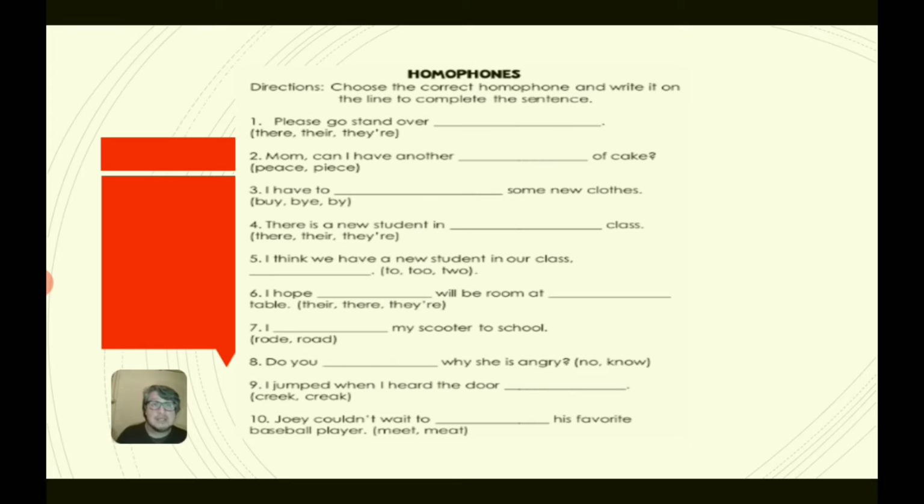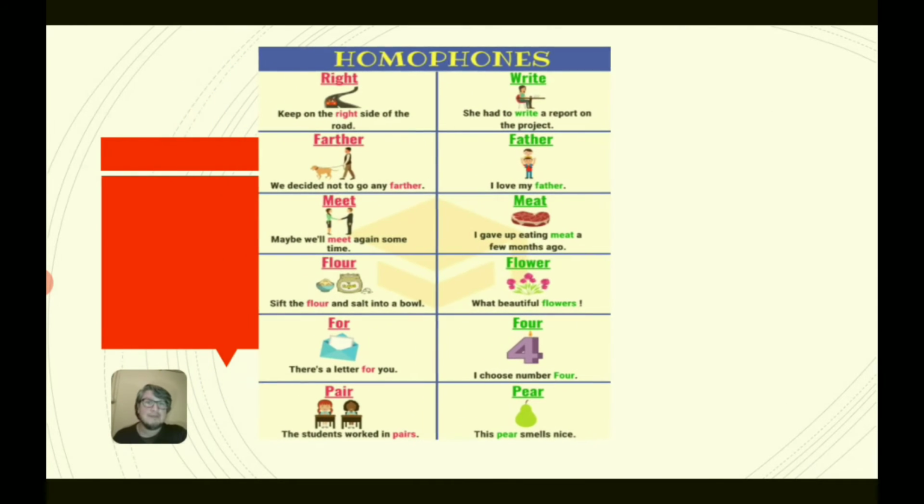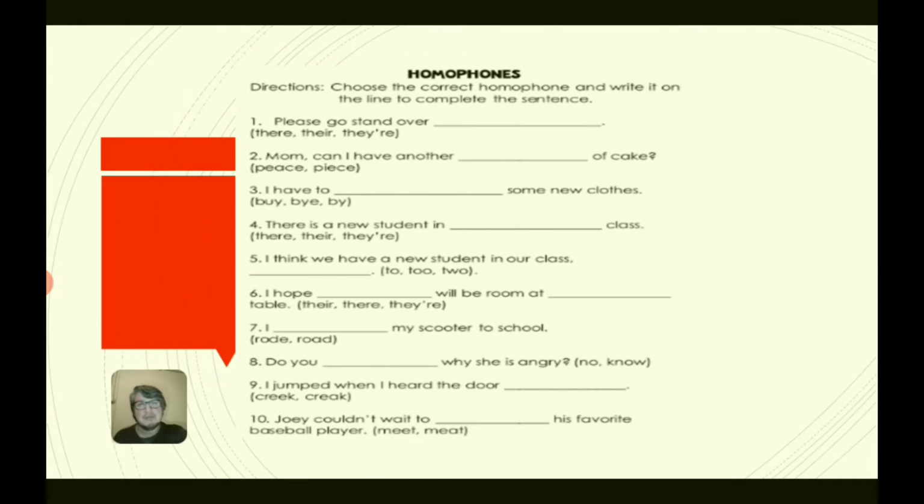In number 1, which one is the correct? The first alternative. Number 1. Why? Please go stand over there. There, the one that I'm showing you now. There, because it's the opposite of here. Here and there. Okay? So, that's the correct alternative, number 1.